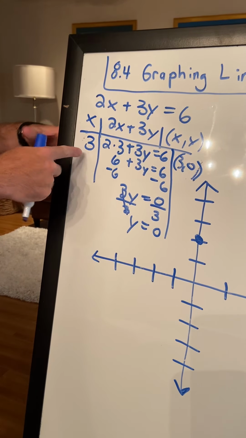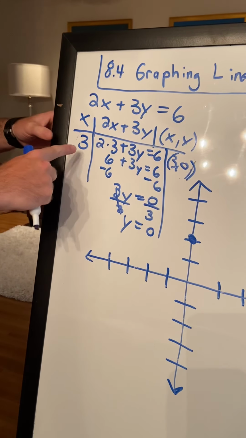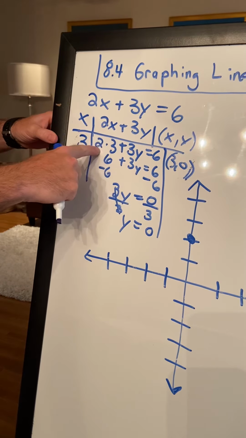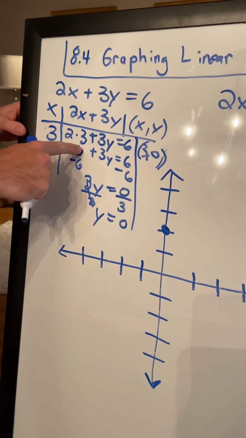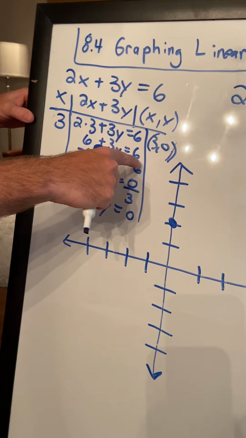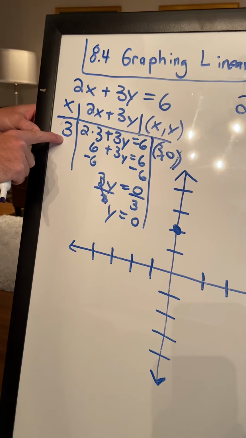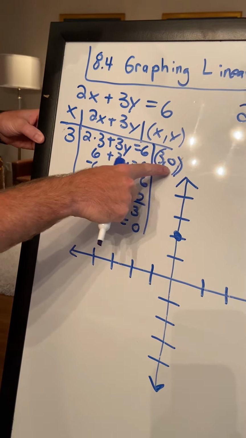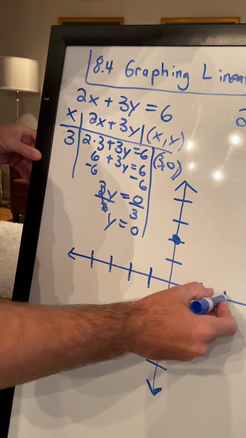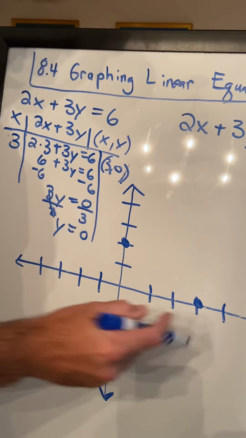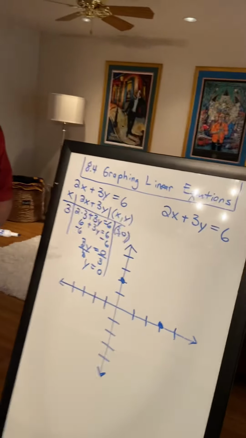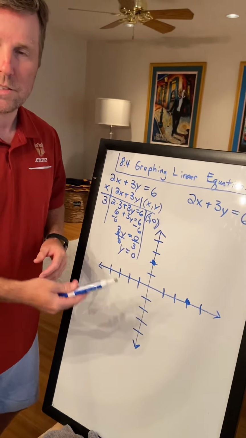And again, I picked 3 out of the blue. So I plug 3 in for x, multiply to get here, solve the equation by subtracting 6 from both sides, then dividing by 3, and you get y is 0. So when x is 3, y is 0. So 3, 0, 1, 2, 3 is on my line.